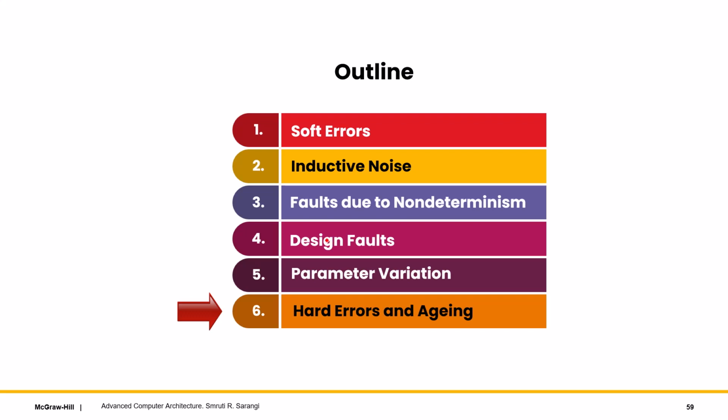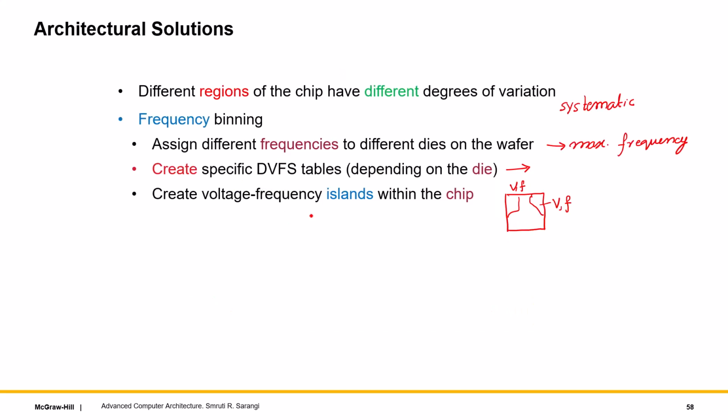So we have discussed parameter variation and some broad ways of looking at parameter variation. I would just like to add one more thing before I go to the next point, which is hard errors and aging. So one more thing that can be done is called body biasing, or let's say adaptive body biasing. Let me just tell you in a second what it is. So it could be adaptive or non-adaptive. We will discuss both. So the idea is very simple.